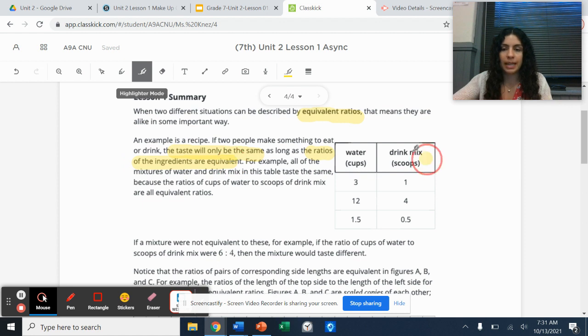So for example, in this table, all the ratios of water to drink mix are equal. But if a mixture were not equal to these, for example, if a ratio of cups of water were 6 to 4, so we'd be doubling the water from 3 to 6, but we'd be quadrupling the drink mix, then the mixture would taste different.